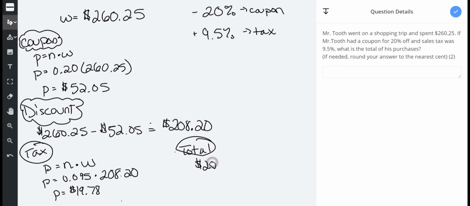So if you have $208.20 and you add $19.78, that gives you the total of $227.98.